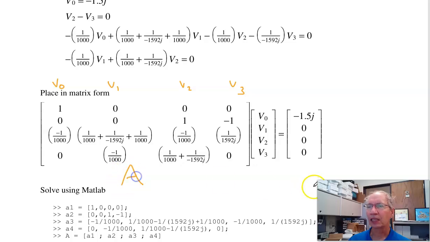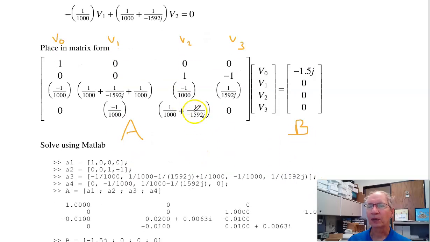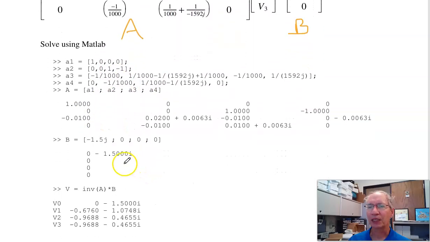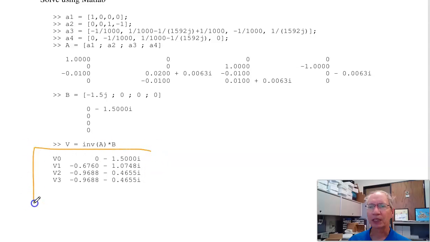Call this A, call that B. The voltage is the inverse of A times B. So put that into MATLAB. Here's B. Voltage is inverse of A times B. Poof, done.